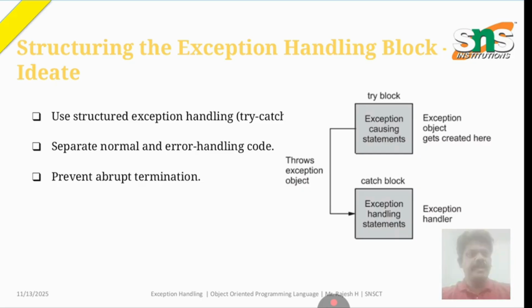In the try block, the statements that may cause exceptions are written, and in the catch block only the exception handling statements are written. So we have a separate form of coding: one is for error handling code, another one is for normal code.